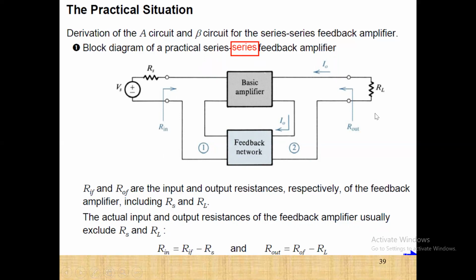In the same way, what we have here is Rout, and the value of the ROF will be the one which might be here. So in that case, we can consider the Rout to be equal to ROF minus RL. So we can consider here the block diagram of the practical series feedback amplifier, both are series. However, this is voltage mixing, this is current sampling. Please remember that this is voltage mixing and this is current sampling.